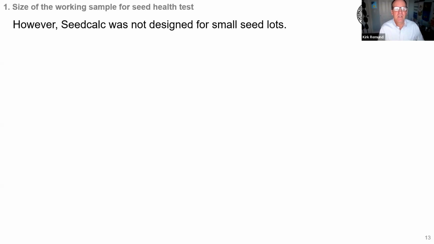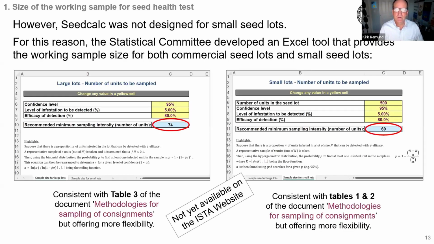So we're going to look at another tool available from the Statistics Committee. It's another Excel tool. Unfortunately, we don't have it on the ISTA website yet. I imagine we could get you copies if you're interested, but it's something that we hope to put on the ISTA website at some future point. It has a very similar utility.